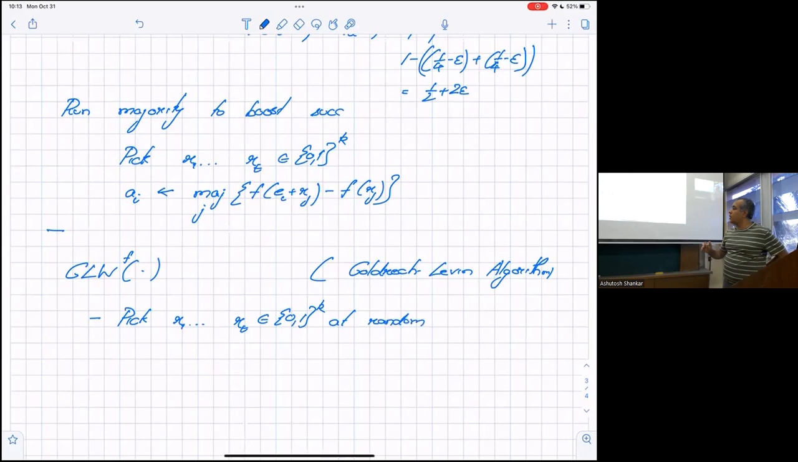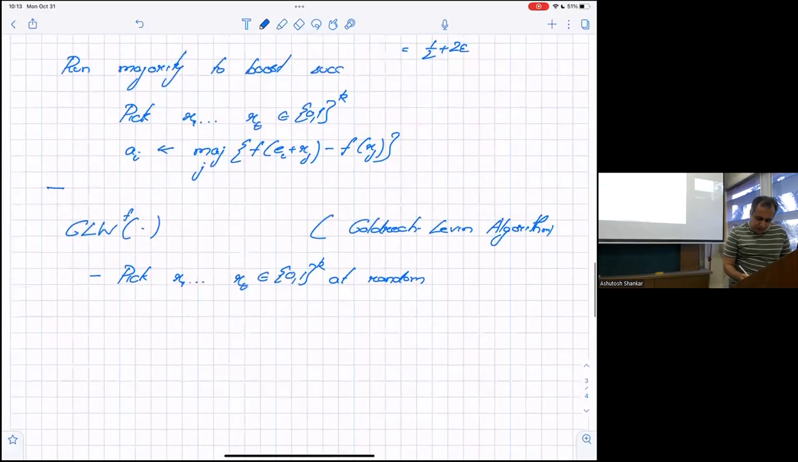I want to reduce the error. Notice, to reduce the error to constant, I need to read 1 over epsilon square. Half plus epsilon, you're boosting it all the way to constant. Whether you do Chernoff bound or Chebyshev, that's what you will get. But if you want to reduce the error to delta, not just correct with 99%, but 1 minus delta, you repeat it 1 over epsilon square times log 1 over delta.